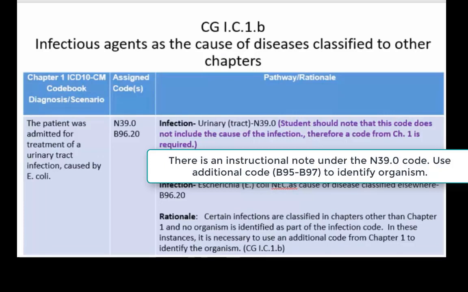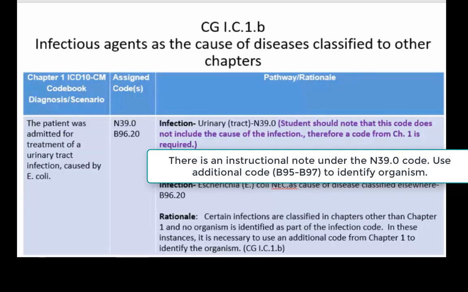Now we've finished the HIV guidelines, and now we're going to look at a few others. This one has to do with infectious agents as the cause of disease classified to other chapters. And what that is, if there is an infection and the description of the code does not mention the organism, then you're going to need to use a code from the range of B95 to B97 to be sure that you can capture the organism responsible.